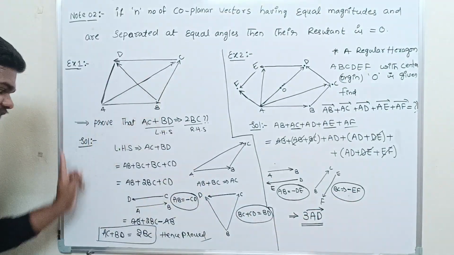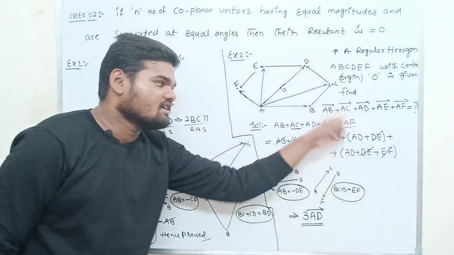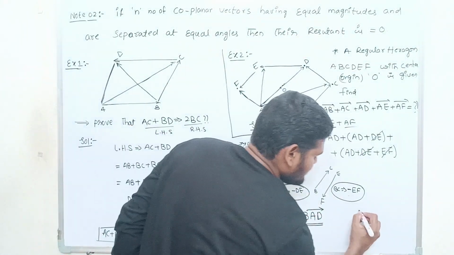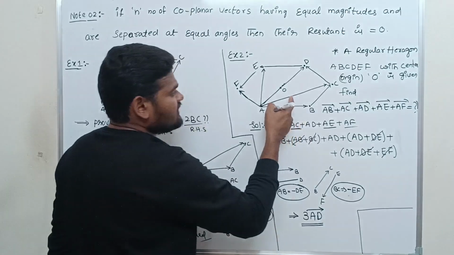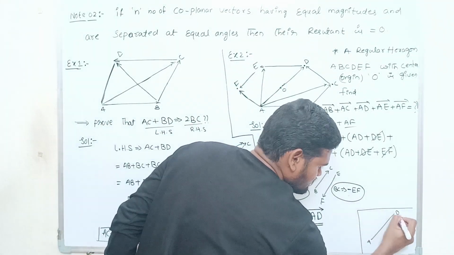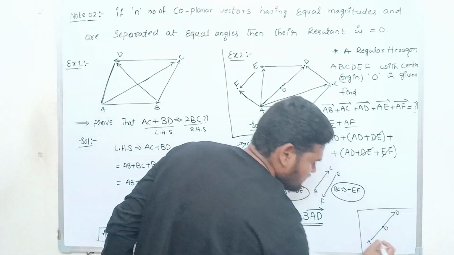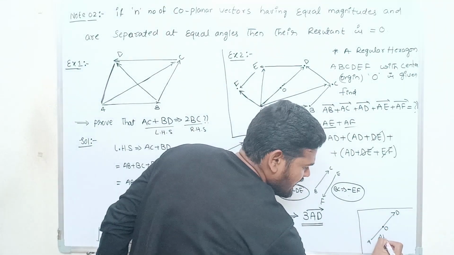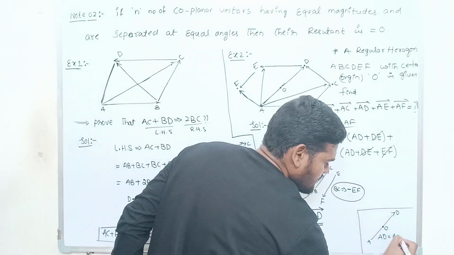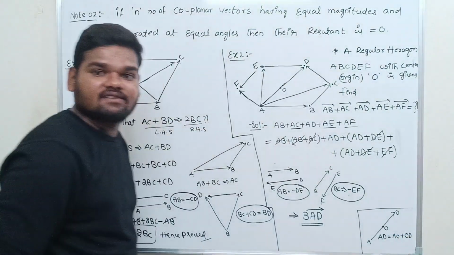Are you getting? Same thing, here I am doing it using the polygon law of vectors. Have a look at this AD from the figure. This is the line AD, and this is the center O. Then we can write AD is equal to AO plus OD. Can I write like this?